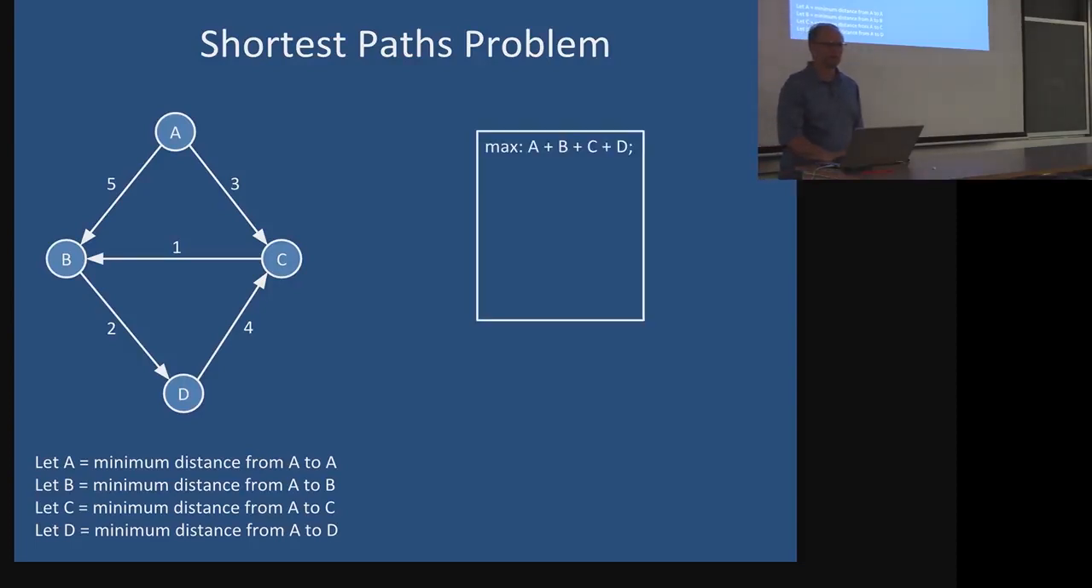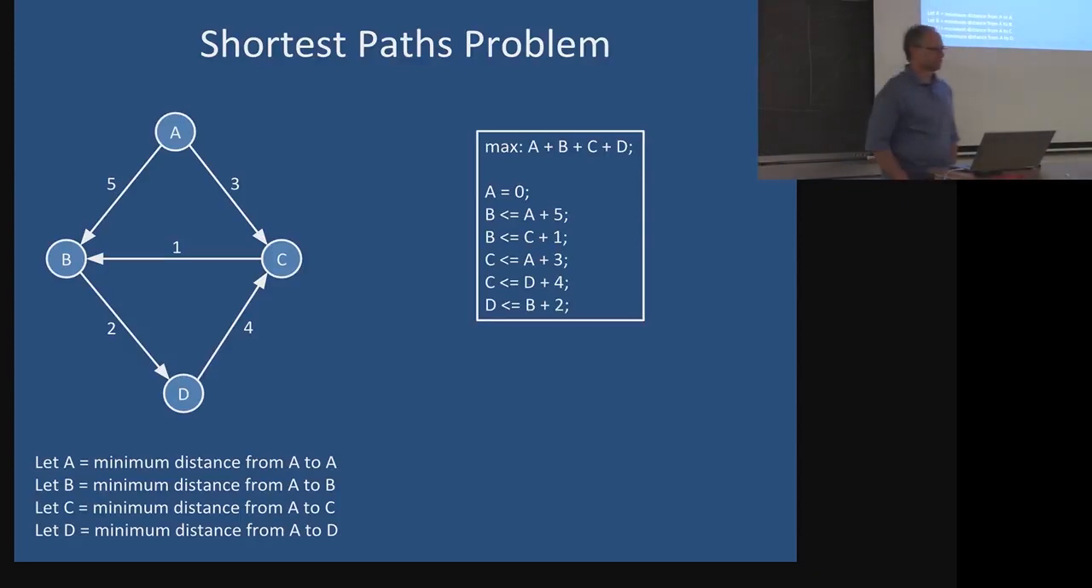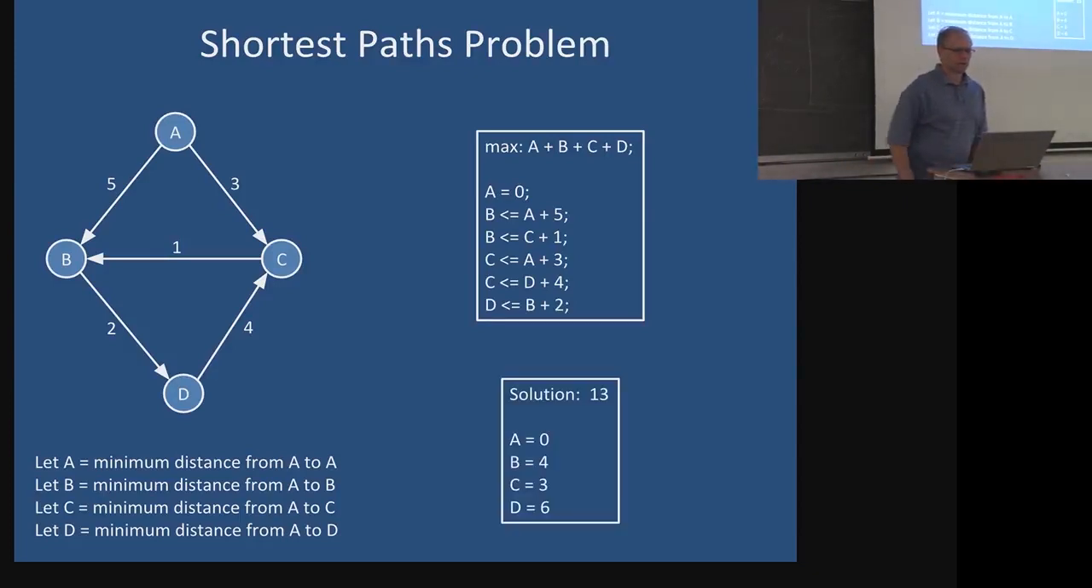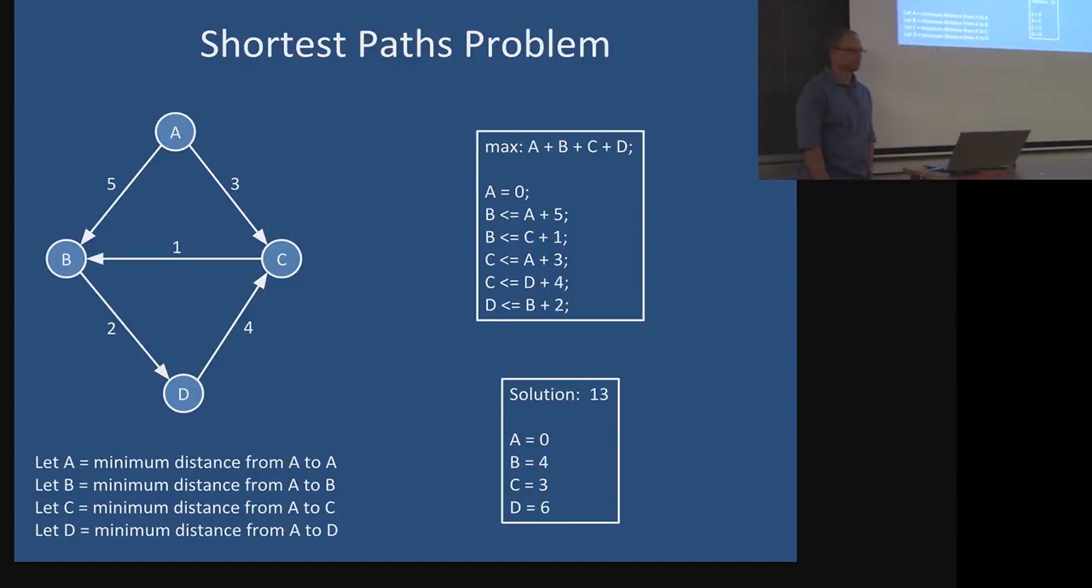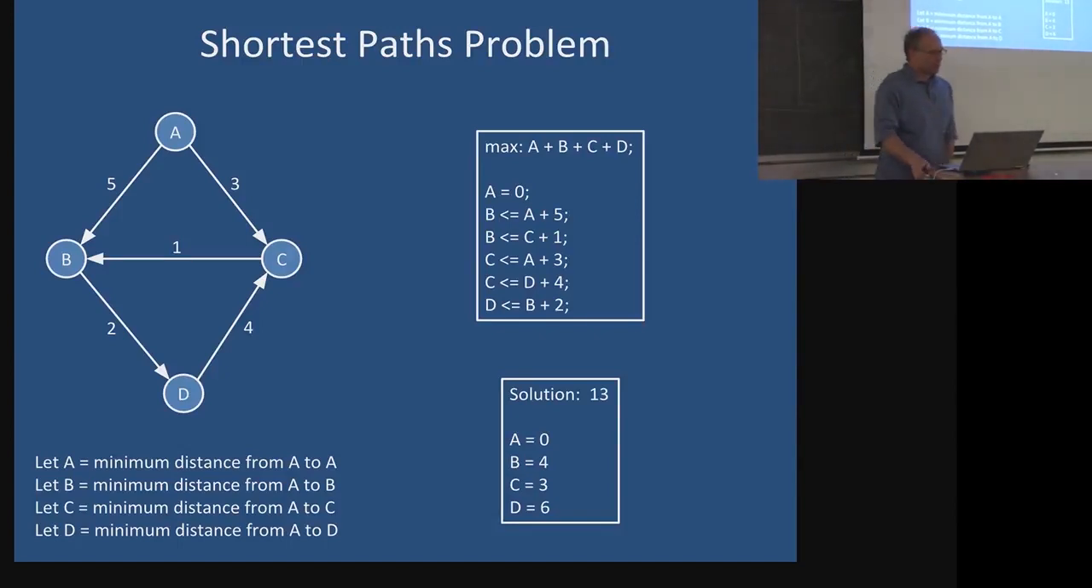But anyway, there it is. And there's a solution. You feed this to LP solve, and that's what you get. The sum of all the path lengths is 13, and that's the distance in the shortest path tree from A. So sometimes it can be kind of tricky to express a solution like this.